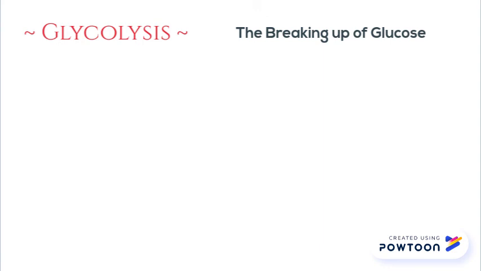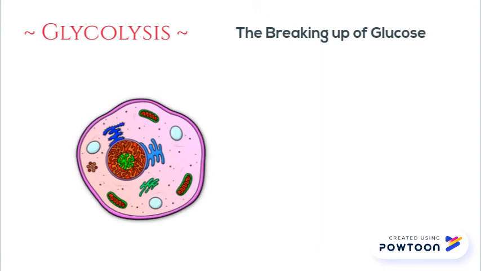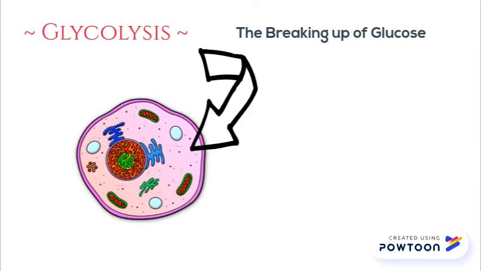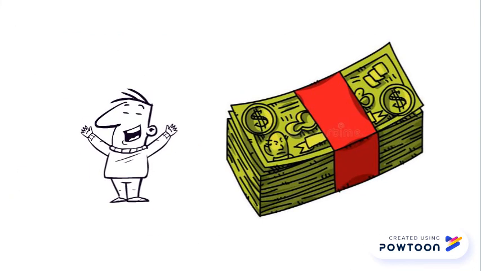Cellular respiration has 4 stages. The first stage is glycolysis, which means the breaking up of glucose. This happens in the cytosol of the cell. Glycolysis has 2 phases, the investment phase and the payoff phase.